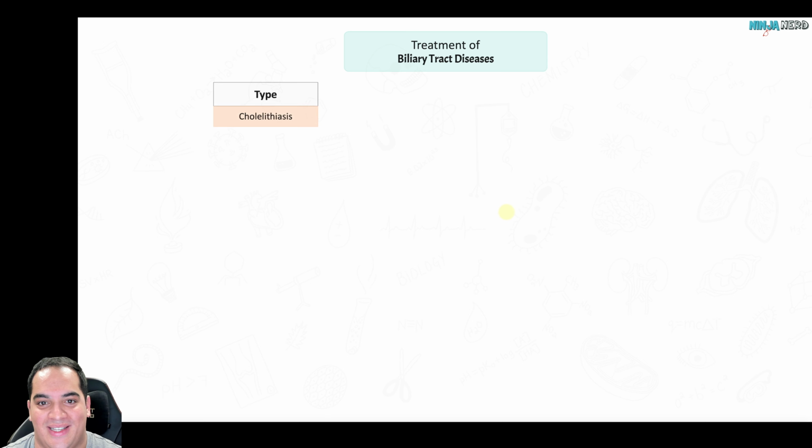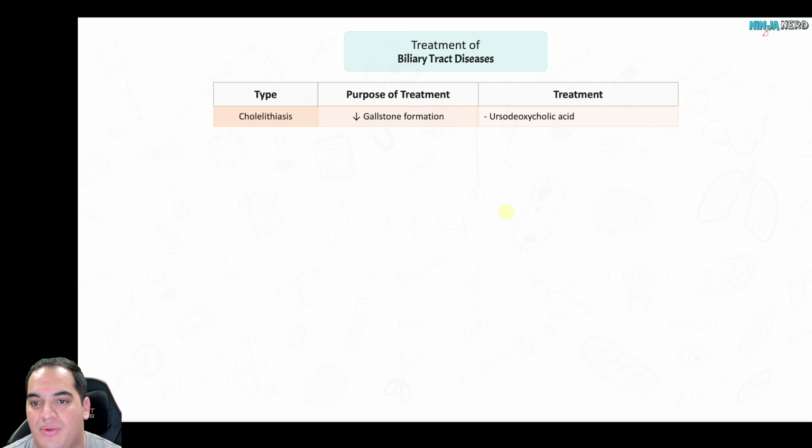How do we treat all of these? Well, for cholelithiasis, oftentimes we may do nothing. But if you're really trying to reduce the formation of gallstones, you can use a drug called ursodeoxycholic acid. This is preferred for patients who don't want to undergo any surgical or invasive therapy.